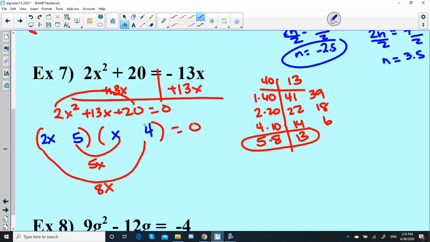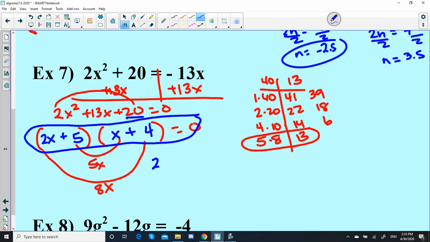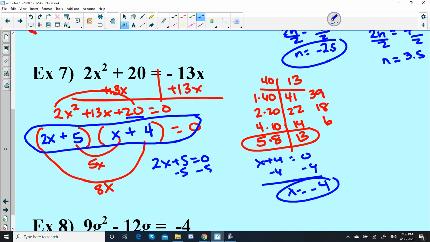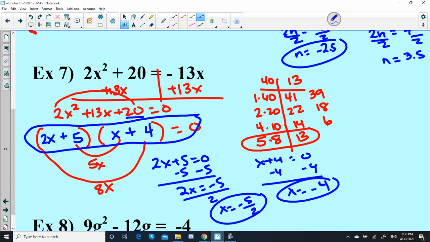5 times 4 is 20. That totally works. Everything's plus, so we get a plus in here. And let's make sure it works on the bottom. Positive 5 times x is 5x. 2x times positive 4 is 8x. So that's totally right. That is absolutely the correct factors. So now I have to solve them. So 2x plus 5 equals 0, and x plus 4 equals 0. So I'm going to subtract 4, and x is negative 4. And I'm going to subtract 5 and divide by 2. So x is negative 5 over 2, or negative 2.5 if you prefer.